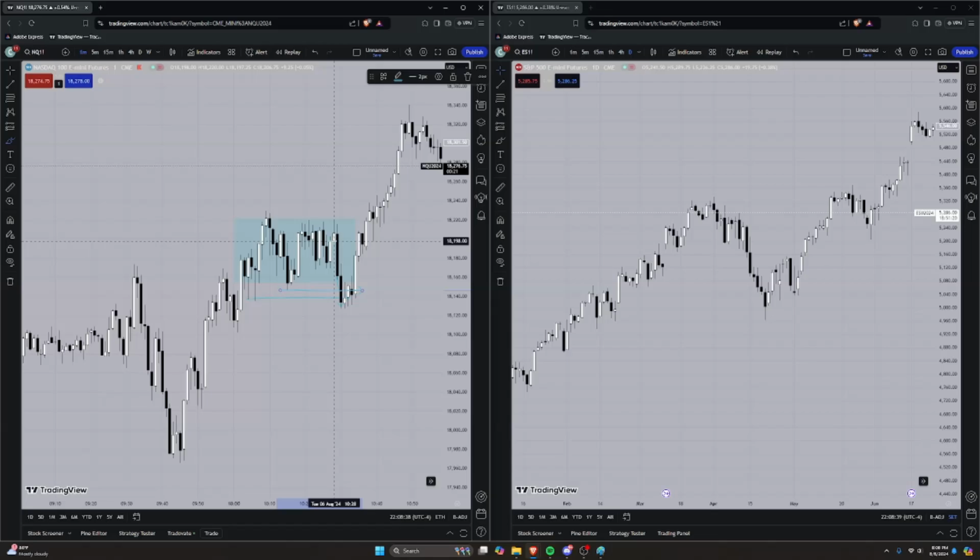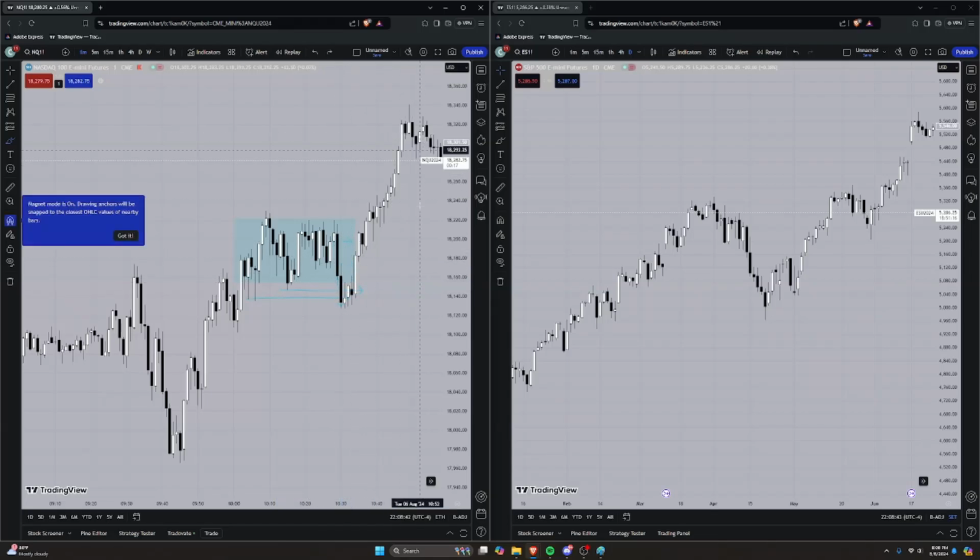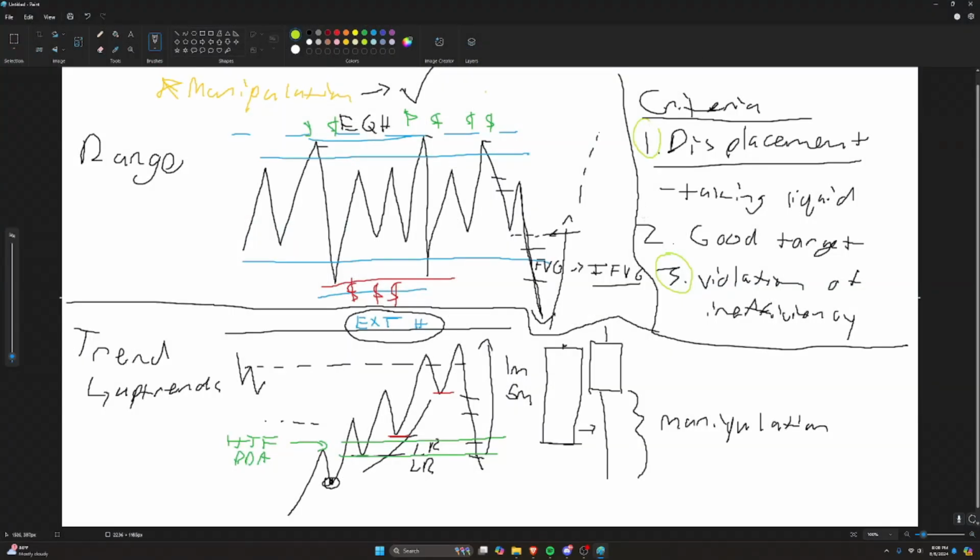And what do we get? Fair value gap right here. Minus fair value gap. We get a tiny one here too. Okay? So we have all 3 boxes checked. Let's go back to our criteria. We have displacement, check. We have good target, check.